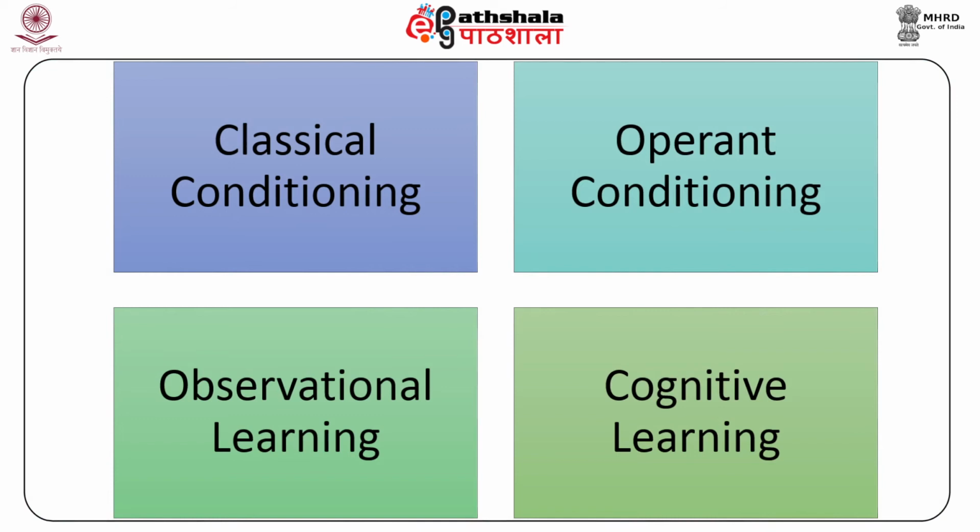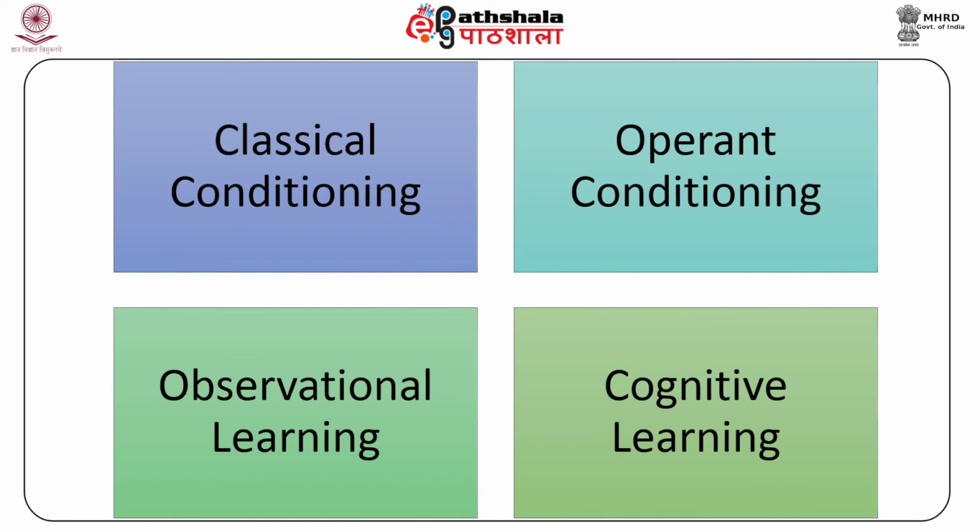First, classical conditioning. Classical conditioning is passive in nature. In this, learning happens in response to a particular situation, stimulus, or an event. Second, operant conditioning. Operant conditioning is active in nature. In this, learning happens as a result of an effect. If an individual's behavior is rewarded, then he will continue doing it. Whereas if his behavior is punished or is unrewarded, then he will no longer continue doing it.